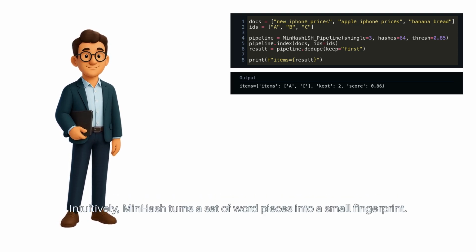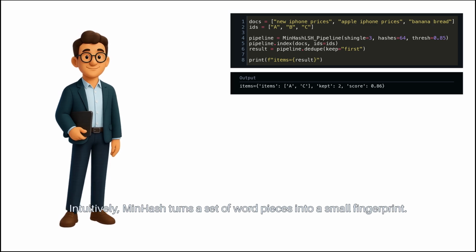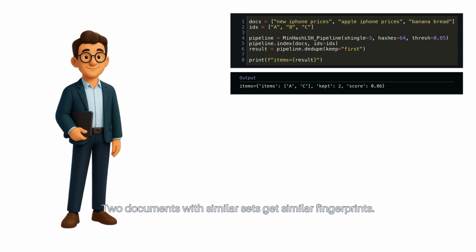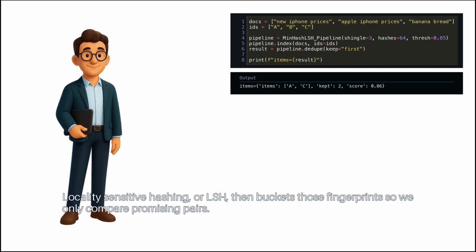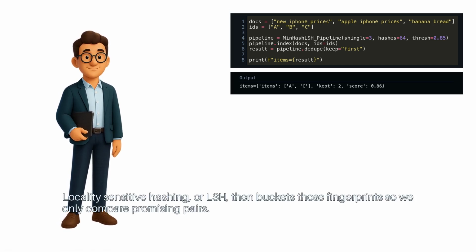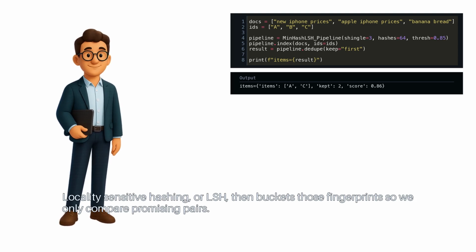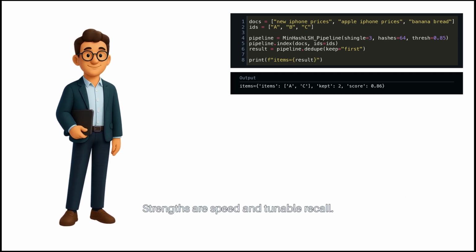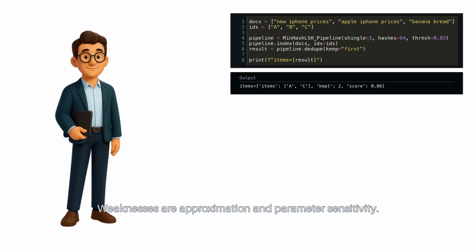Intuitively, MinHash turns a set of word pieces into a small fingerprint. Two documents with similar sets get similar fingerprints. Locality-sensitive hashing, or LSH, then buckets those fingerprints, so we only compare promising pairs. Strengths are speed and tunable recall. Weaknesses are approximation and parameter sensitivity.